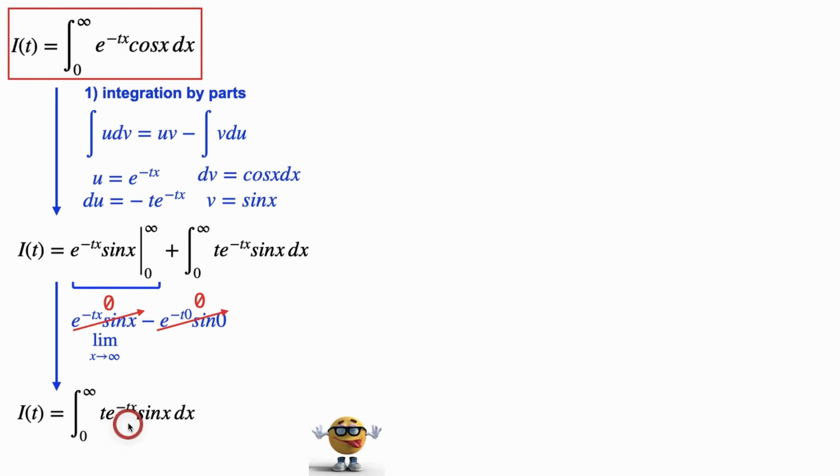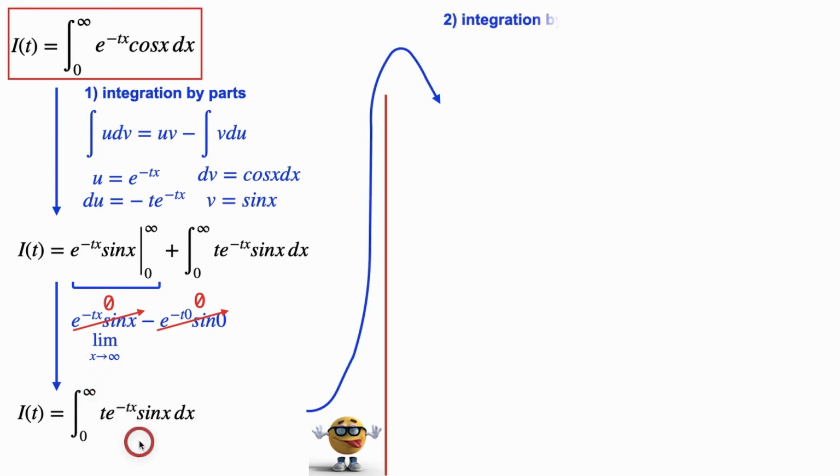Now it looks like we made things worse, right? We've gone from here to here, we added a t, we switched a cos to a sine, which isn't a big deal, but it doesn't look like things got better. But this is the trick. This is the sneaky part. We're going to do integration by parts again, a second time.